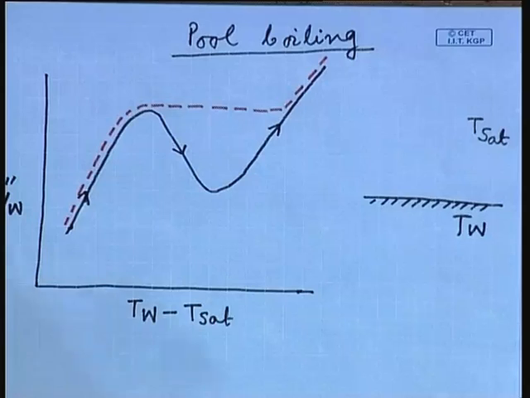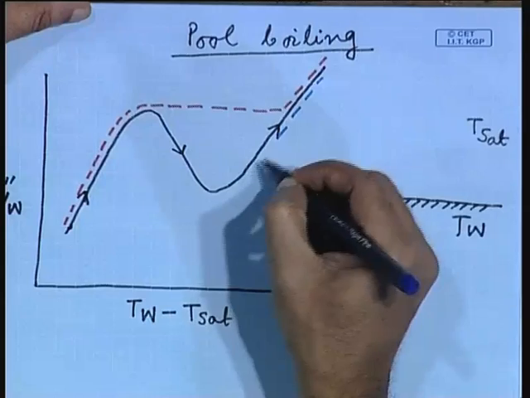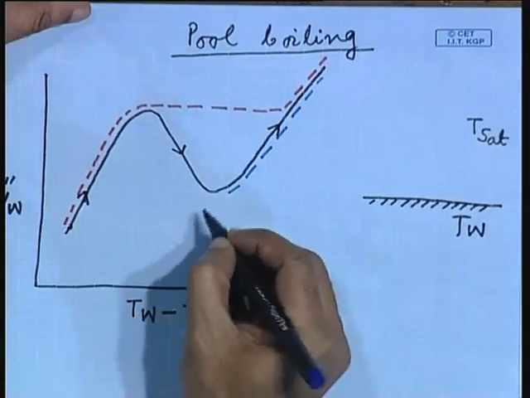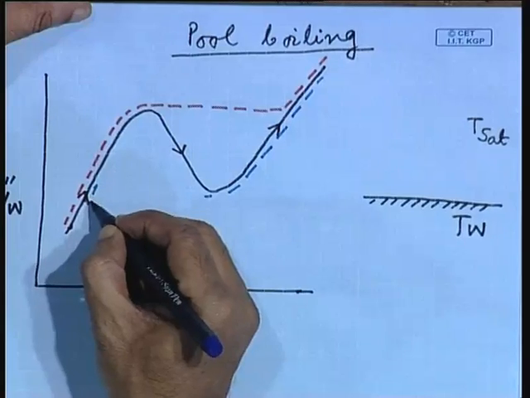Suppose instead of increasing the wall heat flux, we have started our experiment from a very large value of wall heat flux and then we are gradually reducing the wall heat flux. Then what we will get? We will get a different nature of the pool boiling curve, which is given by the broken line in blue color.